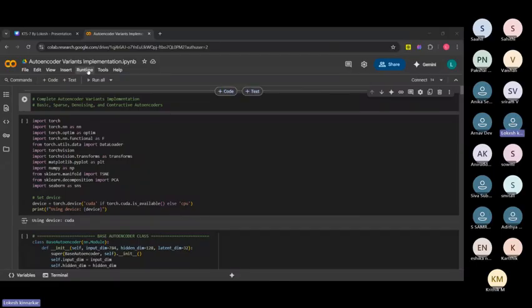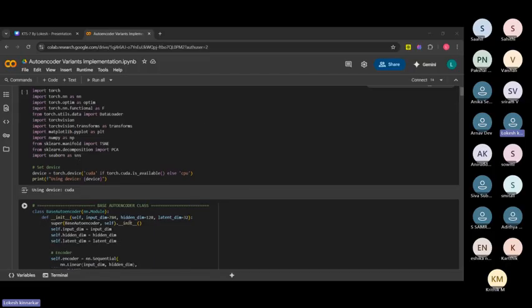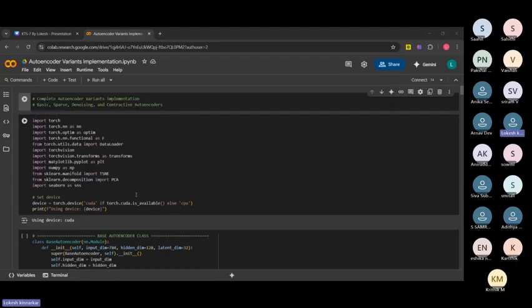Yeah, so this is the code implementation of the various autoencoder variants. I will just give a brief overview of what I have done in this code. I have taken a base autoencoder class, and I have defined the same architecture throughout for the autoencoder which we will be using. The other autoencoders which I will be defining are just inherited from this base autoencoder class.